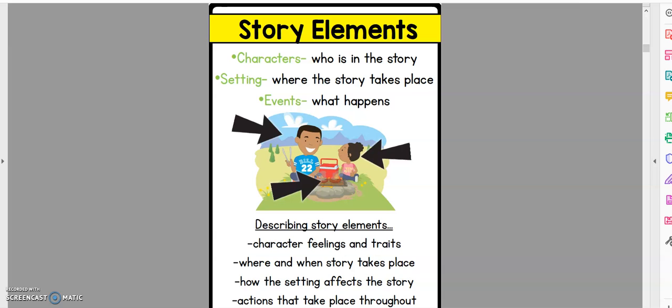So when we're talking about story elements, they're important because they help us retell a story. They let us talk about the beginning, the middle, and the end of a story. They also help us identify the main idea and the key details. So let's take a look at the different types of story elements we have.